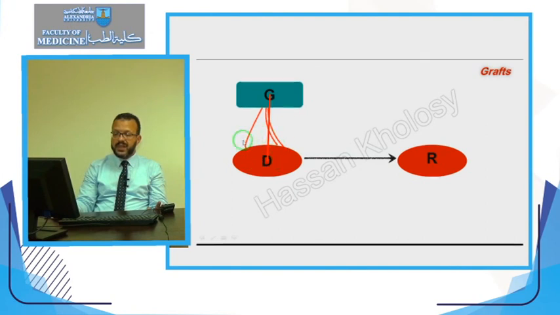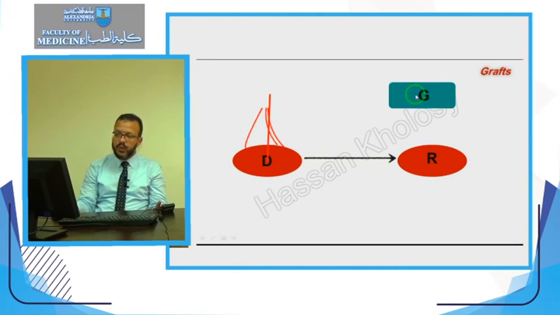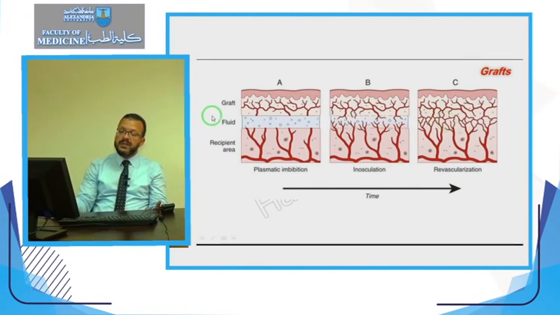This diagram shows that the graft is originally attached to its donor site by its original blood supply, and when we harvest this graft in order to reconstruct the recipient site, we completely detach it from its original blood supply. So in this situation, this transplant has no blood supply, and it will be doomed if not supplied by blood from the recipient site. This is a very important point in the identification of a graft, that it gets its blood supply from the recipient site.